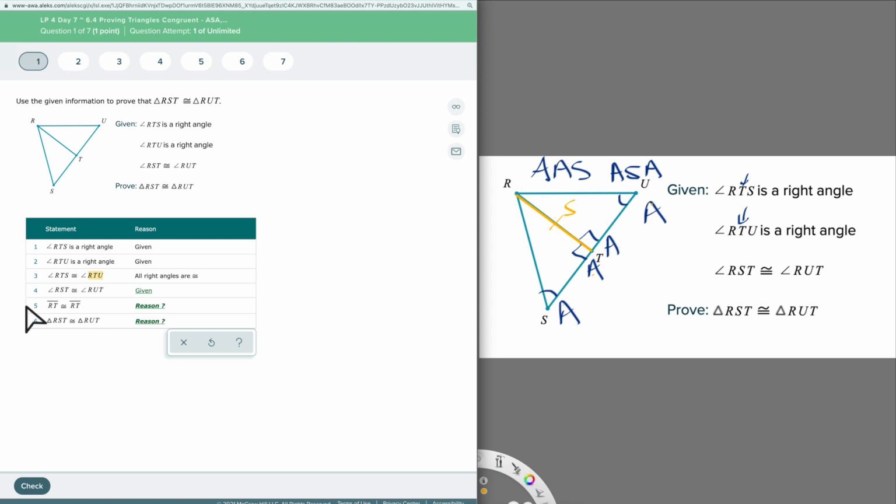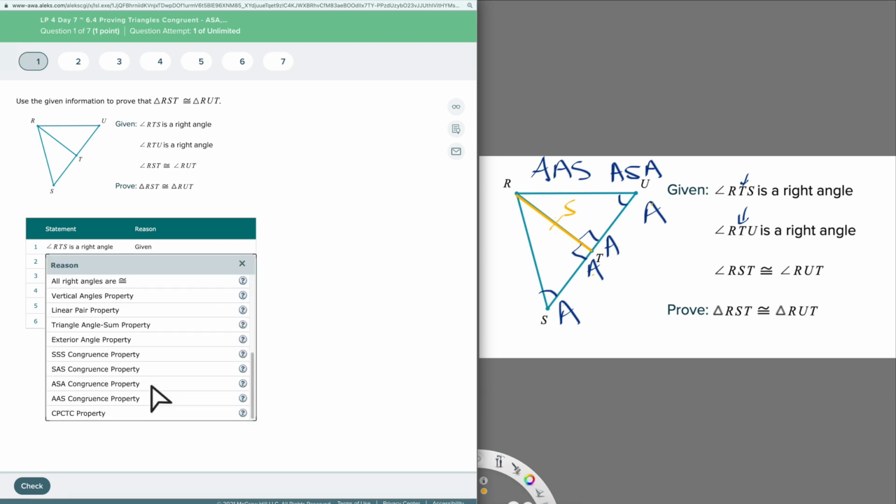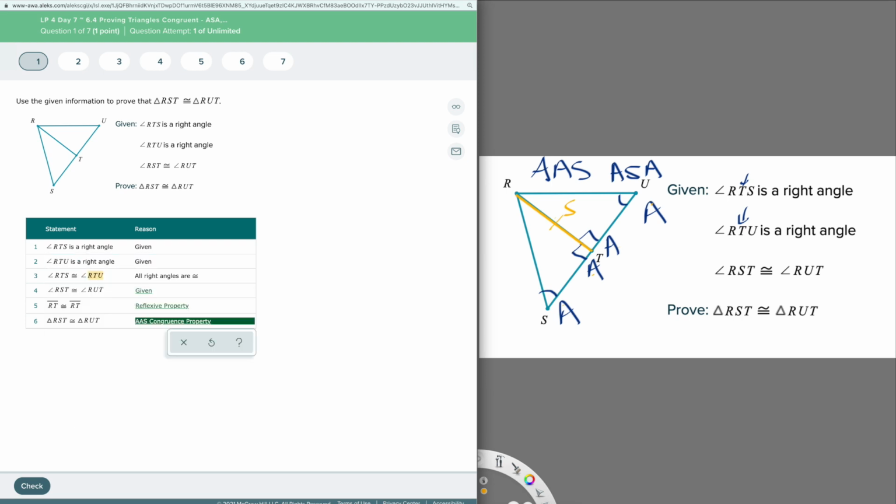All right, so number 5 here says RT is congruent to RT. So that was our reflexive property that we talked about. So we want to make sure we choose the reflexive property there. Anytime something is equal to itself, it's going to be reflexive. So now I have angle, angle, side. So I know that the two triangles are congruent to each other. I'm going to scroll down and choose angle, angle, side congruence. All right.